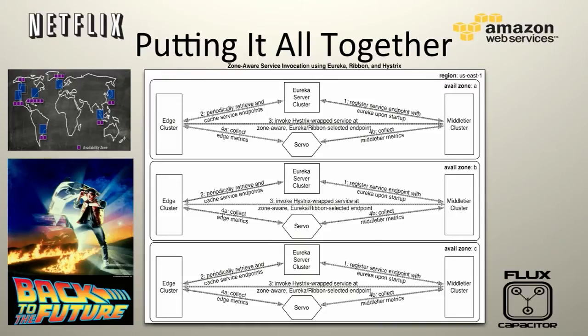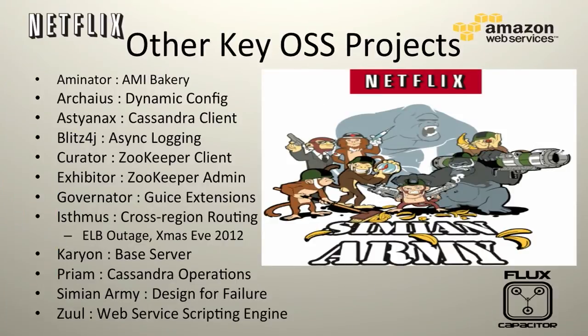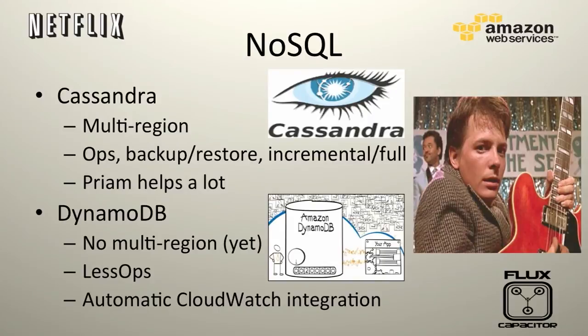So putting it all together, this is kind of an interesting slide. It shows region isolation and then availability zone isolation. So these are some of the other key projects here. I use a lot of these. There's just too much to talk about, so you can go look at that. But the Simian Army, that's the big thing. Chaos Monkey and Latency Monkey.